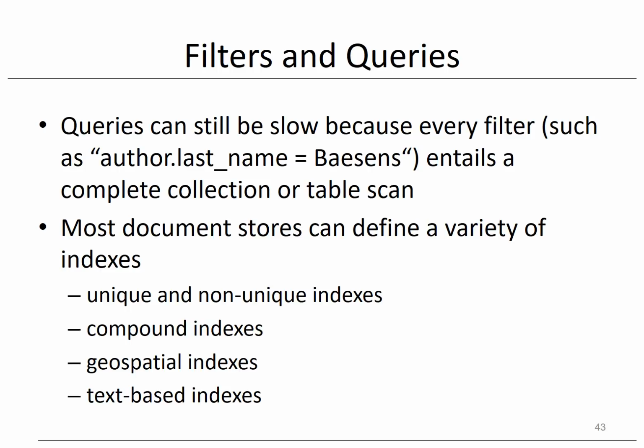Although NoSQL databases are built with scalability and simplicity in mind, running individual queries with many query criteria, sorting operators, or aggregations can still be relatively slow, even when no relational joining is performed. The reason for this is because every filter, such as author.lastname equals Bosons, entails a complete collection or table scan to figure out which documents match the query statements. The primary key defined for every item forms a notable exception, as this key functions as a unique partitioning index, making efficient retrieval of items possible.